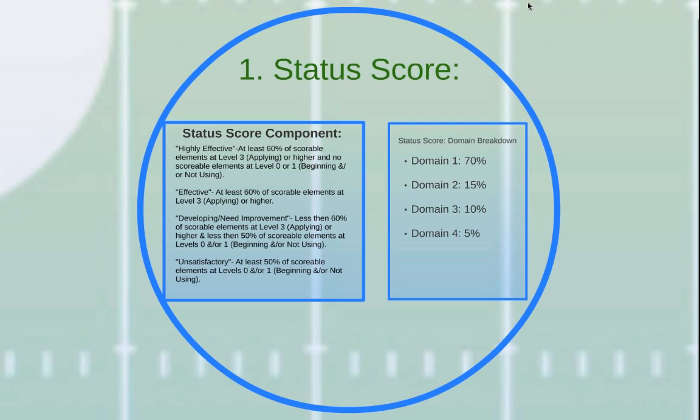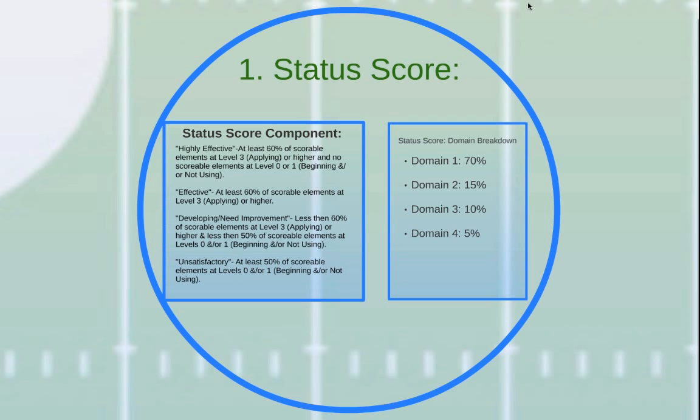In order to calculate the status score, you first need to determine the rating score for each domain using the scale on the left side of your screen. Highly effective will receive a score of 4, effective scores a 3, needs improvement or developing receives a 2, and unsatisfactory receives a score of 1.